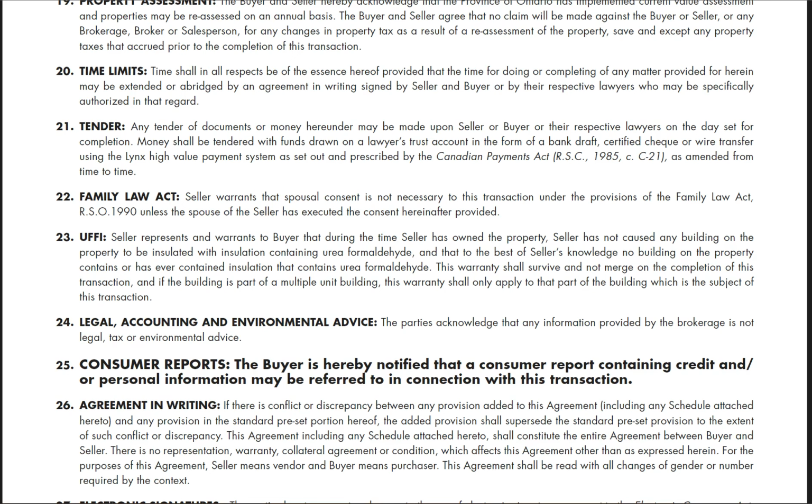Tenders. So what does this mean? Basically, on closing date, the buyer and seller or their lawyers must properly exchange funds and documents. Funds must be transferred in a secure and legally recognized form, such as a bank draft, a certified check, or a wire transfer via the LVTS, the Large Value Transfer System, used for high value transactions.